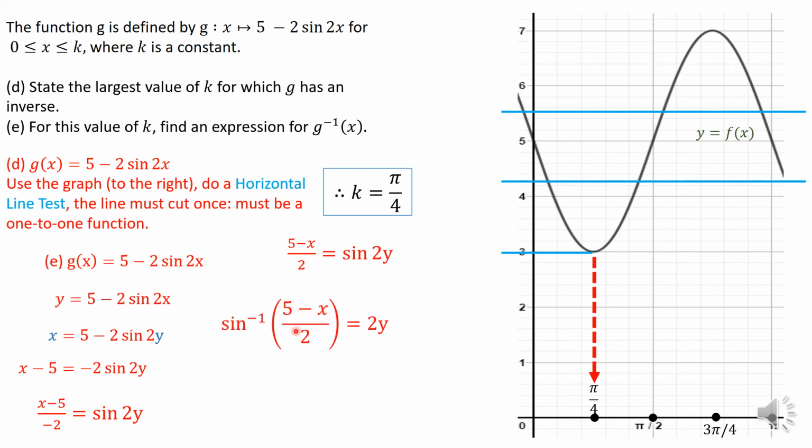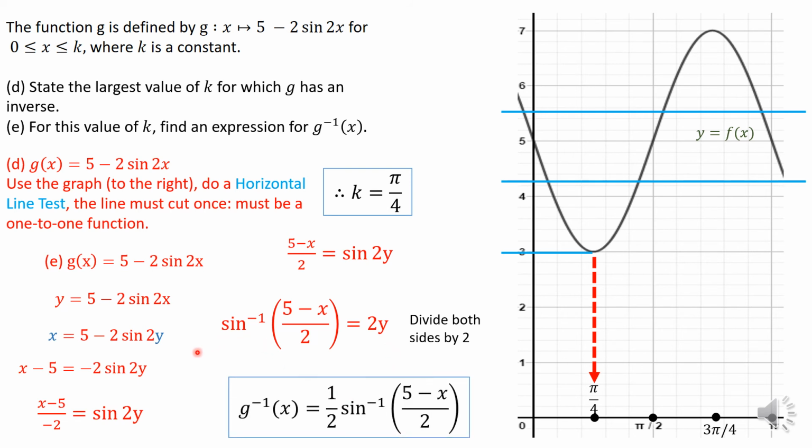So then you take the inverse of that, but now you have got a 2 here and y should be alone. So naturally you divide both sides by a half or by 2. Dividing by 2 is the same as multiplying by 1/2. And the inverse function should be 1/2 sine inverse, or arc sine, of (5 minus x) upon 2.